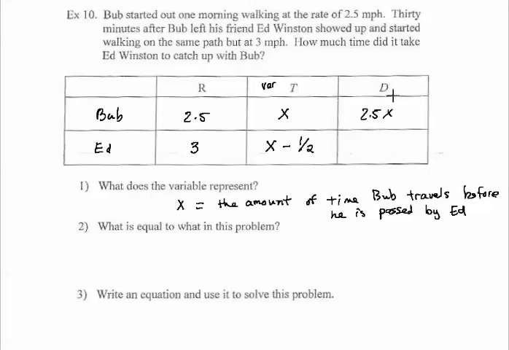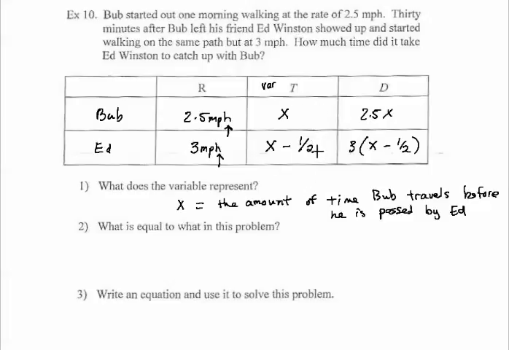So this first distance is 2.5 times x, and then this second distance of Ed is x minus a half. Notice that I didn't put 30 here for the half. We want to base our problem on hours. 3 is in terms of miles per hour, 2.5 is in terms of miles per hour. We don't want to switch our units for time in our T column.